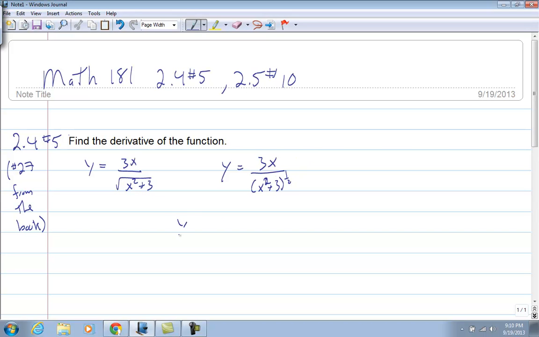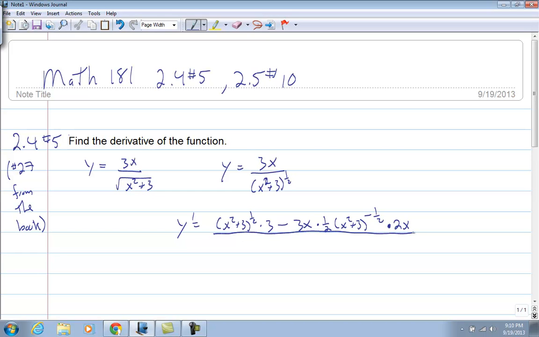So the derivative y prime would be, now we've got a quotient rule here, low d high, that's (x squared plus 3) to the 1/2 times the derivative of 3x, which is just 3, minus high d low. So 3x is the high. The derivative of what's down below is 1/2 times (x squared plus 3) to the negative 1/2, because 1/2 minus 1 is negative 1/2, times the derivative of what's inside. What's inside is x squared plus 3. Its derivative is 2x.